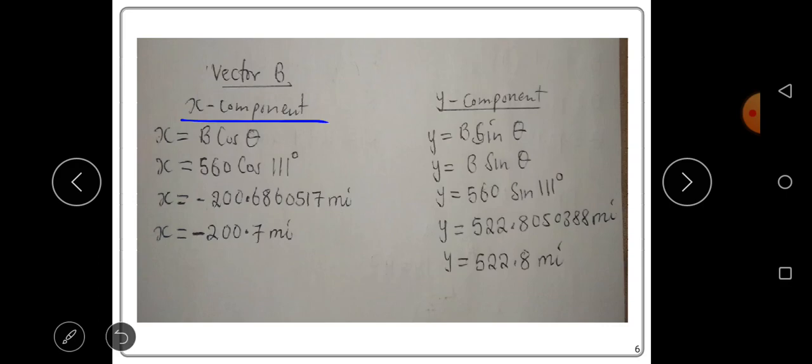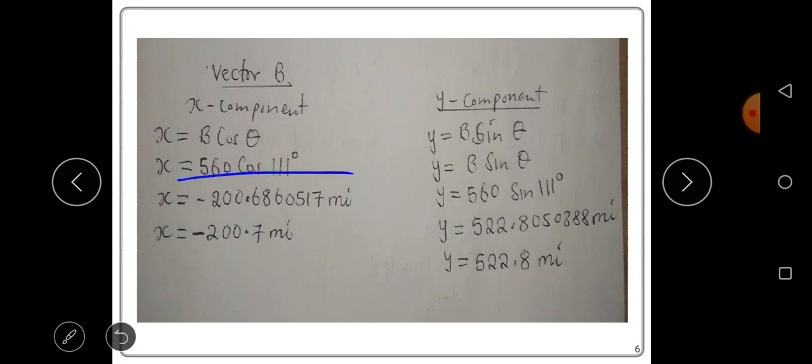So to find the x component of vector B, we will use this formula. X is equal to B cos theta. The B here is the magnitude of vector B, which is 560 miles. Then the theta here, we will use 111, as we have explained earlier, because we are considering the positive x-axis as our reference point.